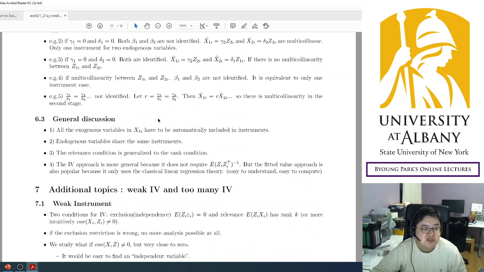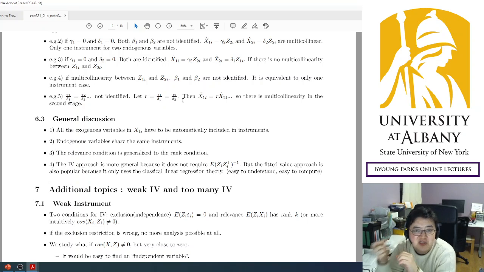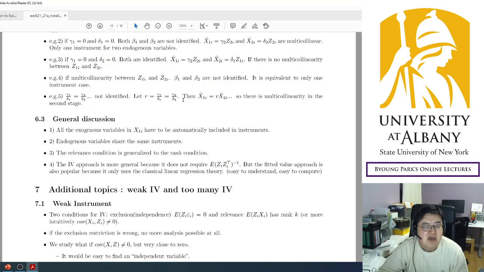So exogenous variables will always be in the instruments, and endogenous variables may share the same instrument. The point here is, as long as some variable is uncorrelated with the error term, you have to put it everywhere possible to explain the endogenous variable, because an additional instrument will capture a little more variation. Even if it is 0, there is nothing you lose. So having more variation will help you.